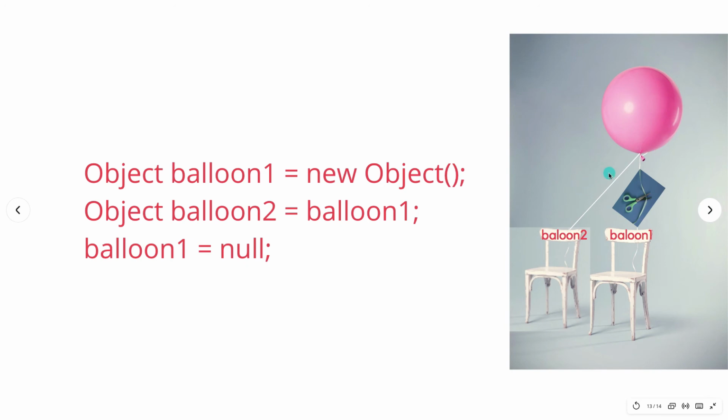Even though you made balloon 1 null, this object got released from balloon 1, but the object is still tethered with the other chair. And so it's truly not up in the sky. So in the Java world, this is not yet released for garbage collection because it is still held by one more variable.